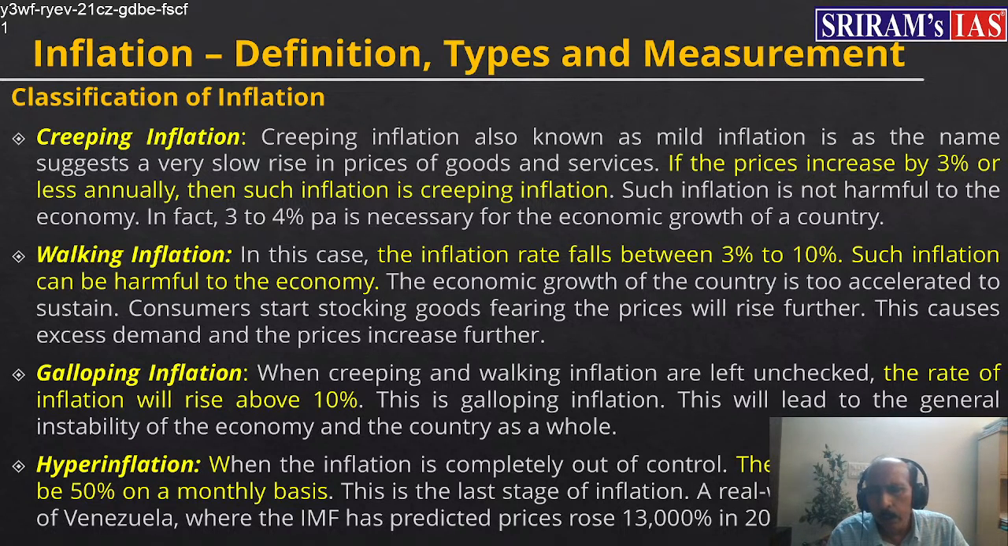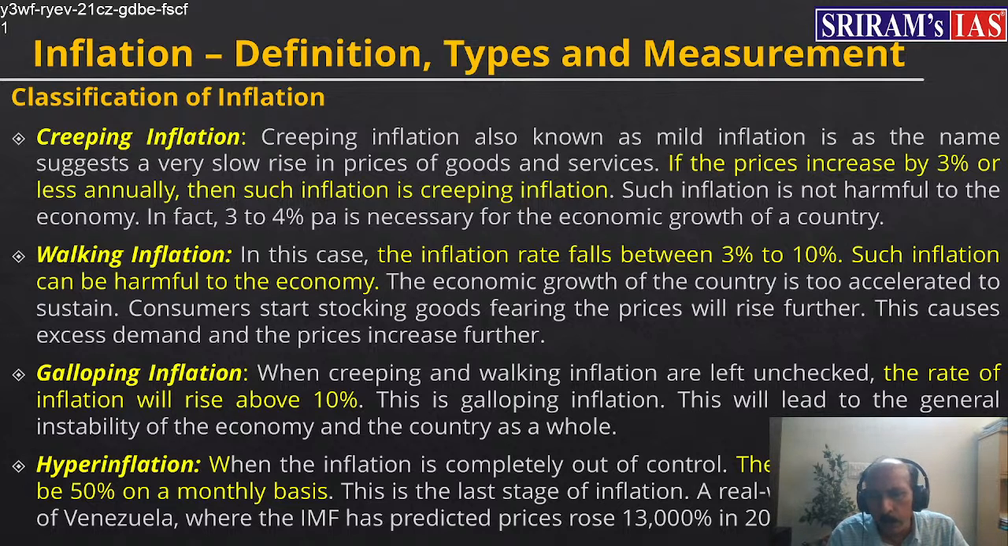Walking inflation is when inflation crosses the creeping rate and reaches up to 10%. It is a warning signal for the economy that prices are going to rise in future and necessary steps may be taken to control inflation. And if inflation rises more than 10% per unit of time, whatever unit we are taking, month or year, then it is called galloping inflation.